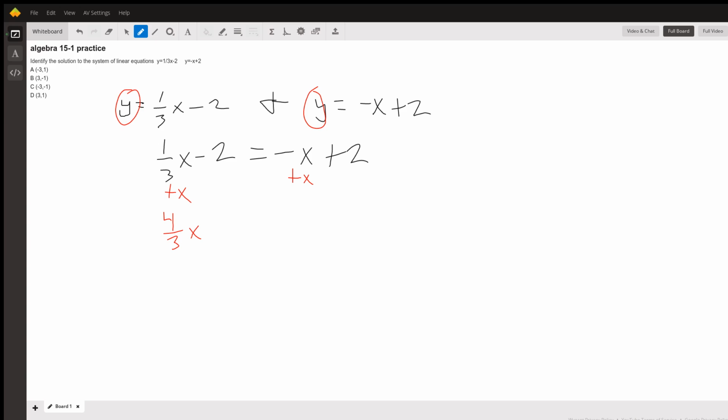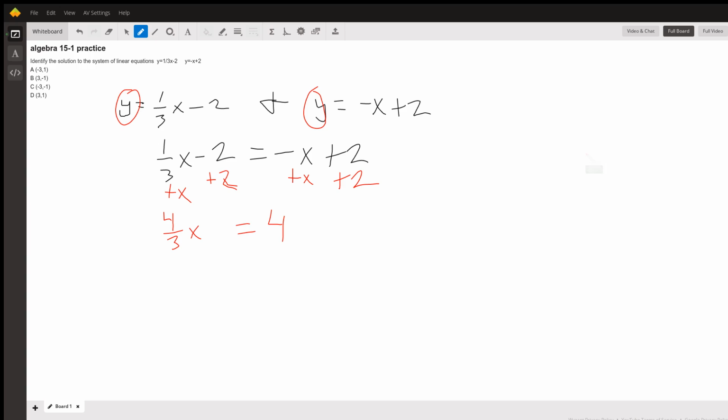And I'm going to go ahead and add this 2 to the opposing side as well. And that way we can address it. So plus 2 on both sides. So 4/3 x equals 2 plus 2, which is 4.